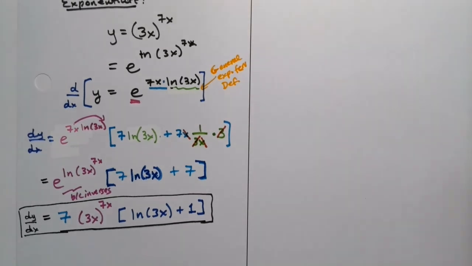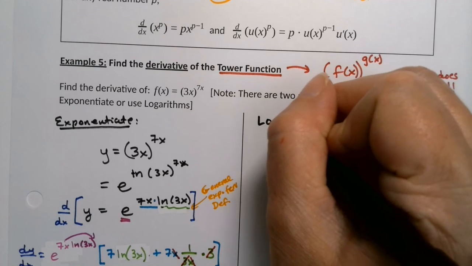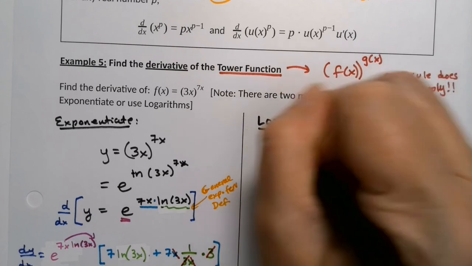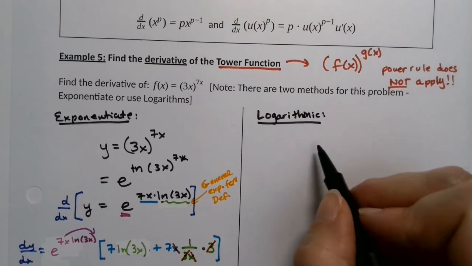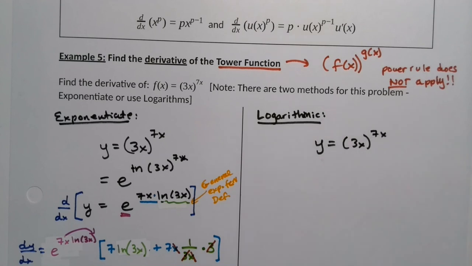Now, let's see if we can do it with the other method, the logarithmic method. And if it's right, then they should match each other. Me personally, I actually prefer the logarithmic method, but some people prefer the exponential method. Logarithmic. Okay, again, we start off with y equals 3x to the 7x.